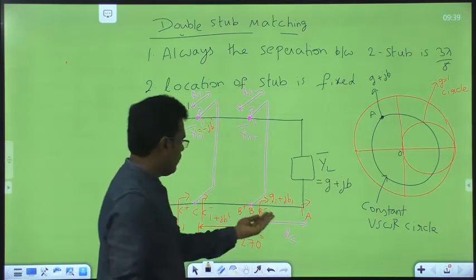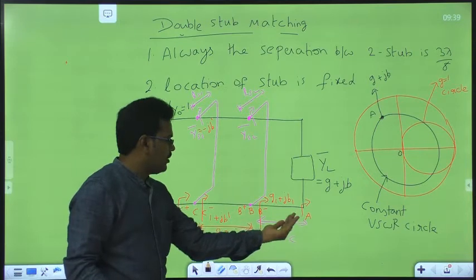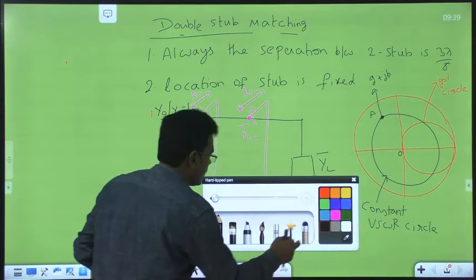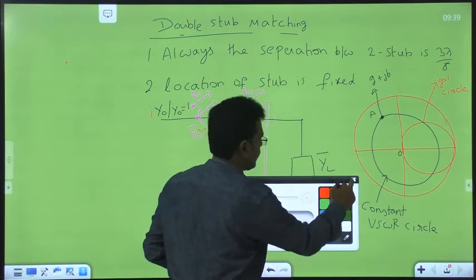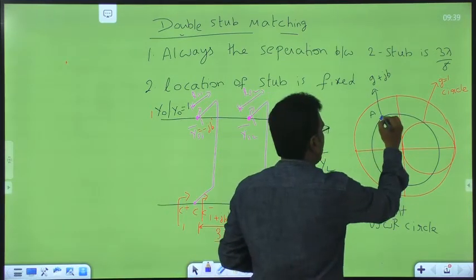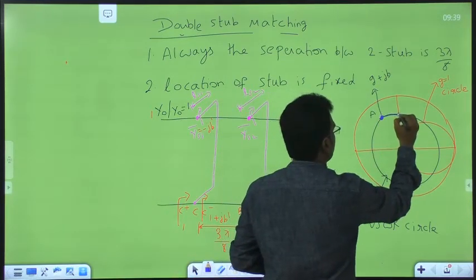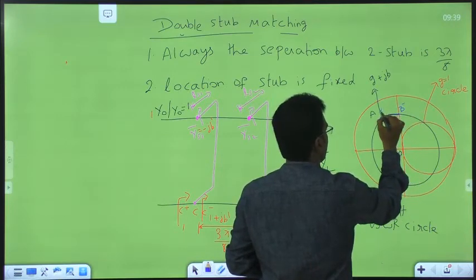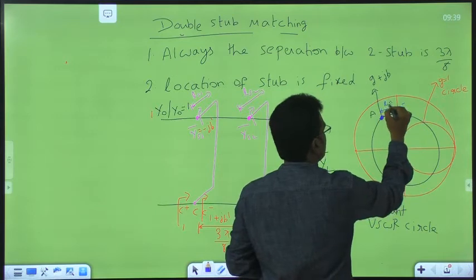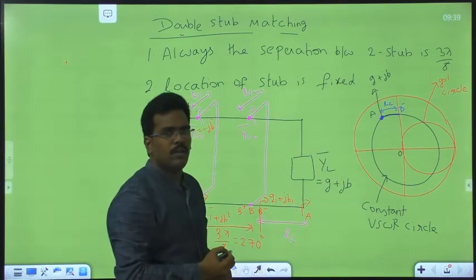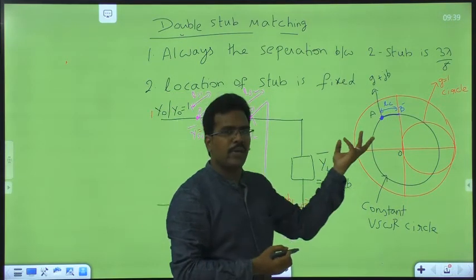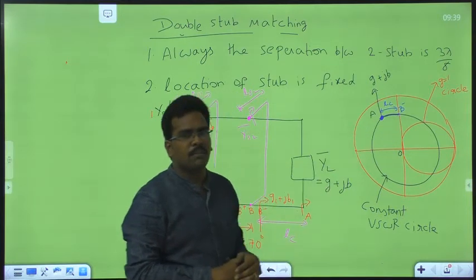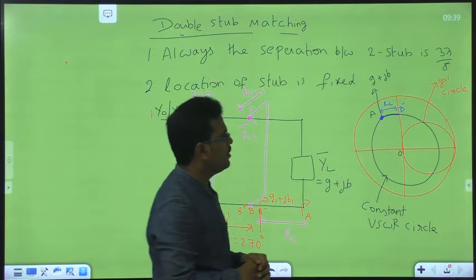Now from this point A, move some distance. Let's take some distance, so I am taking some distance here. From point A, I am moving some distance to get the B minus point. So this is nothing but the location of the stub. That distance is anything you can take, no problem. For the time being, I am taking this point as B minus.